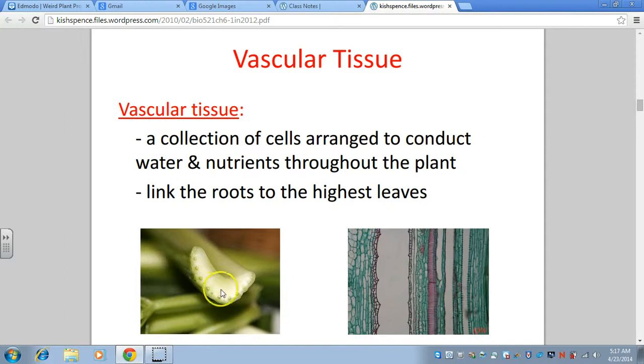The easiest example to think of is when you cut through a piece of celery, these little circles that you see are the vascular bundles, the little vascular tissue columns. We call them xylem and phloem. We'll take a closer look at them later. But basically they carry water and nutrients through the plant. They're linked from the roots right up to the highest parts of the plant.